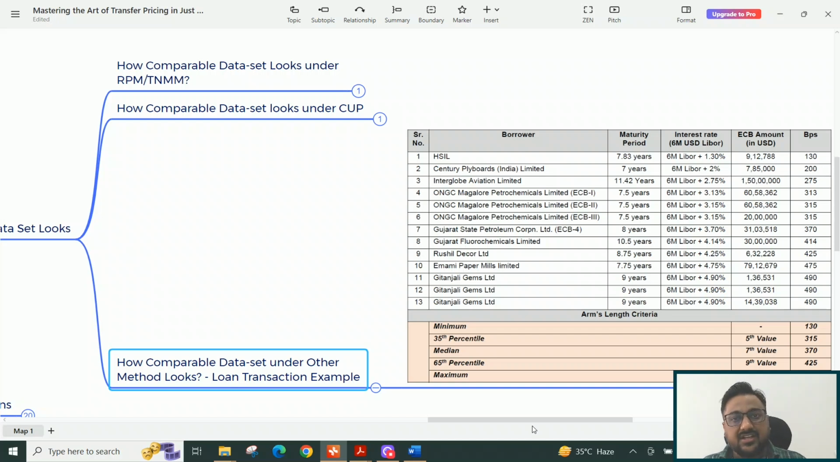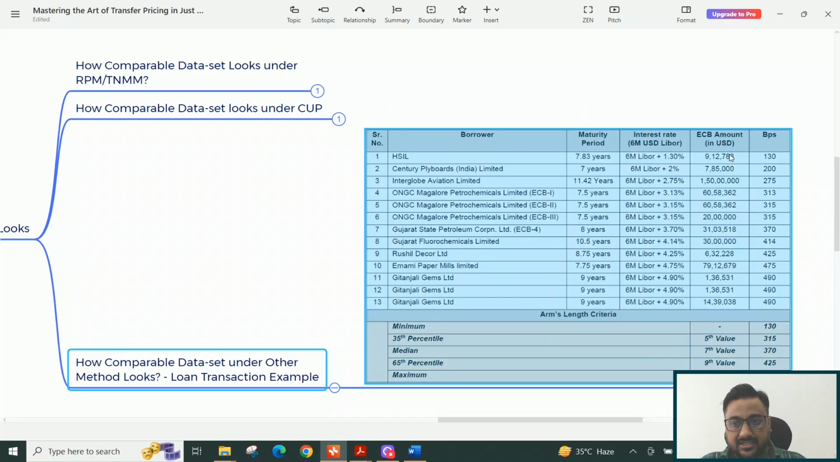You may devise your own data set, but it should capture all the relevant points which are necessary for arriving at the arm's length price, and it should also capture the arm's length price as well. That is where you have a comparable data set, the data which you can compare with your transfer price.